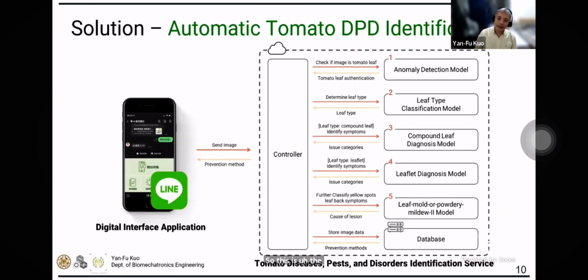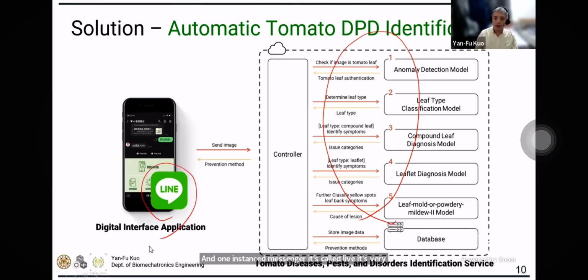So as I said, we use 5 deep learning models working together automatically. And one instant messenger called Line, which is very common here in Japan, Korea, and Taiwan. And we also have some databases. And I also have a large language model, but I will go through the computer vision model first.